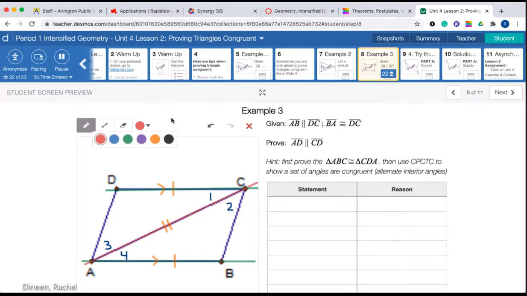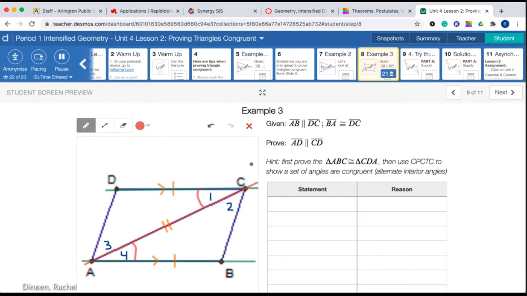Then, because of alternate interior angles, remember we can go the parallel line to the transversal, parallel line to the transversal. We can't do that with angle 2 and angle 3 because do we know that side AD and side BC are parallel? We don't know that yet. That's what we're trying to prove. So we do not have enough information to say that angle 2 is congruent to angle 3 because side AD, we have not proven that it's parallel to side BC.